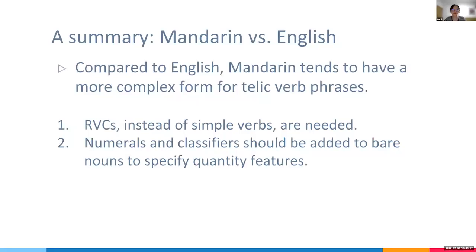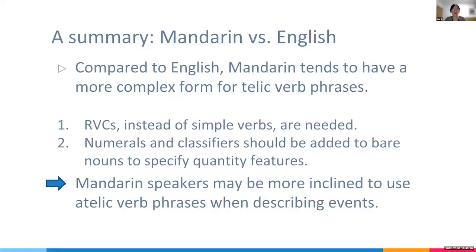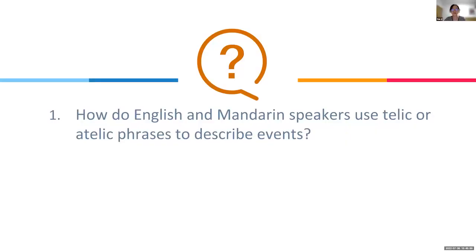Specifically, they are resultative verb compounds instead of simple verbs. And also the numerals and classifiers are needed to specify the quantity. So if the telic verb phrases are more complex, the Mandarin speakers could be more inclined to use the simpler atelic verb phrases when describing events. So the first aim of our study is to explore how exactly Mandarin and English speakers choose between telic and atelic phrases to describe events.